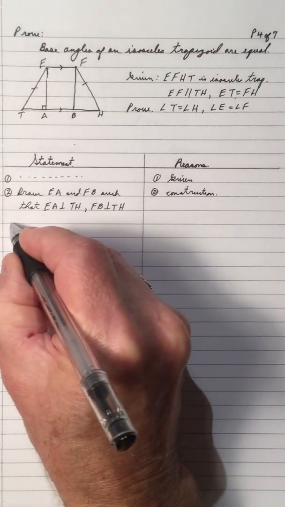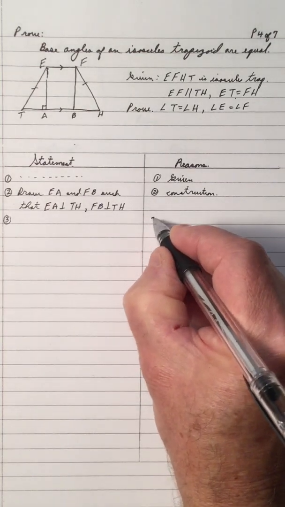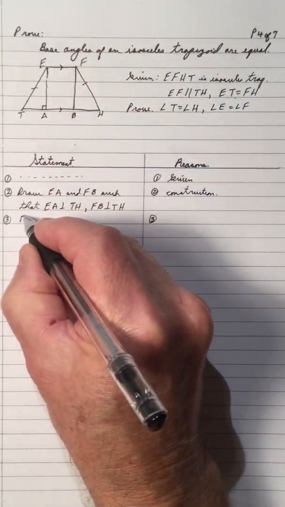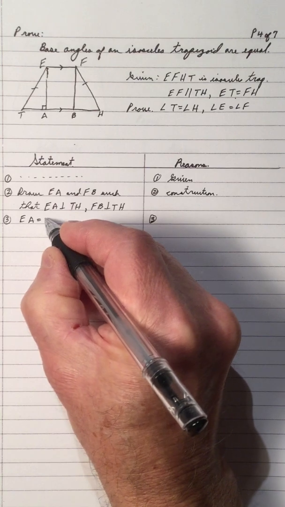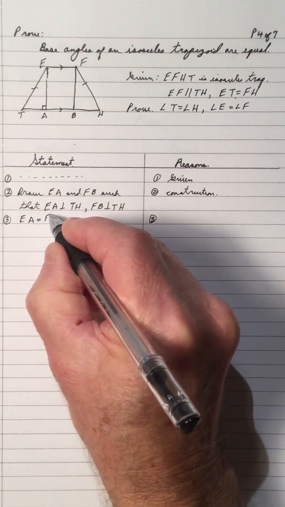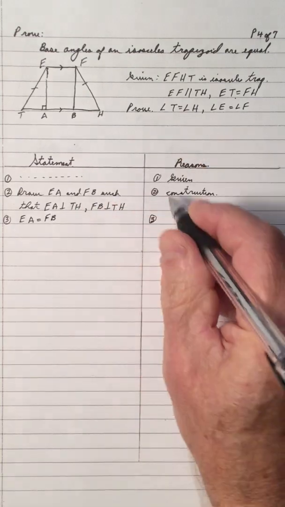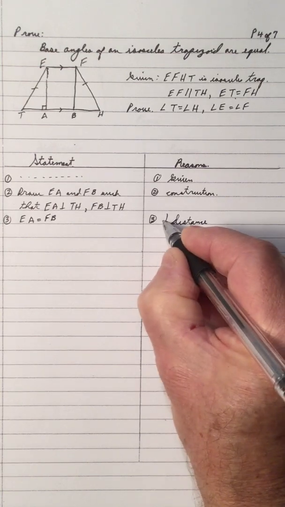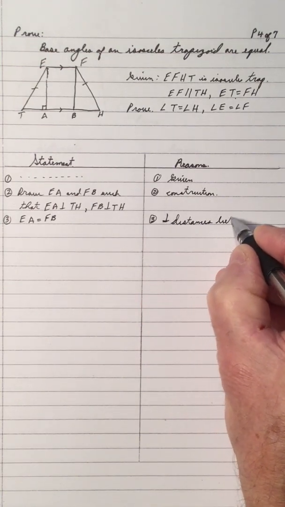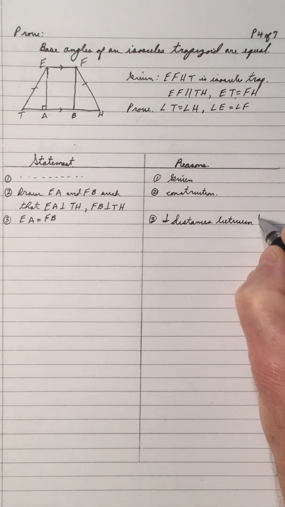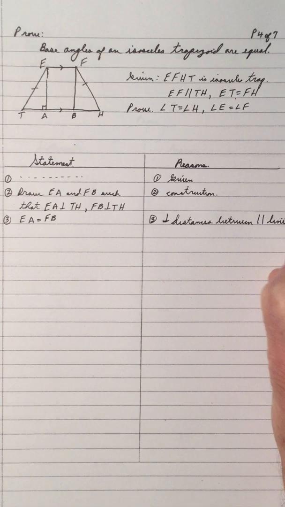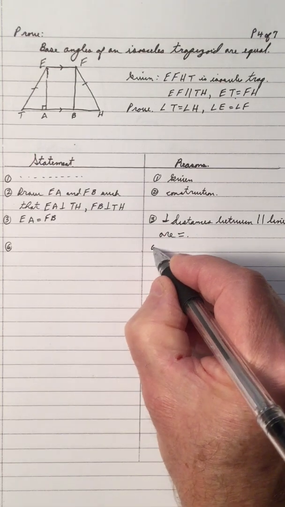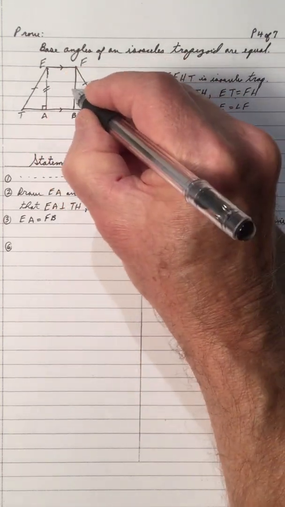Constructing the perpendicular lines. So as a result, we have that if these are perpendicular, that means that EA is equal to FB because the perpendicular distances between parallel segments or lines are equal. That's the proof that we just did. So now we have this segment equals this one.